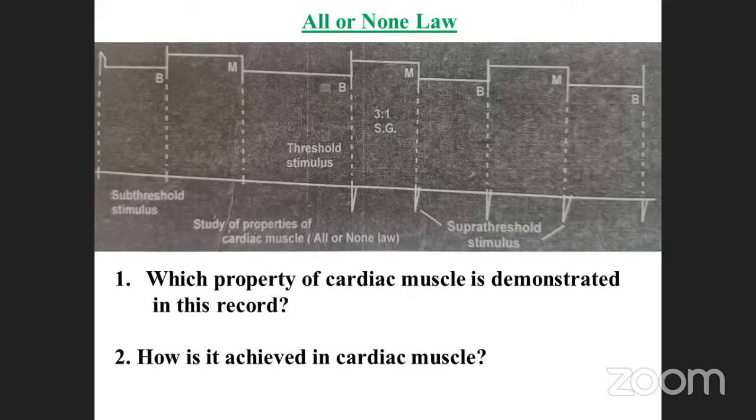So the question is, which property of the cardiac muscle is demonstrated in this graph? The answer will be the all or none law. Then how is it achieved in cardiac muscle? What you have done for this? It is achieved in the cardiac muscle by applying the sub-threshold stimulus and by applying the threshold stimulus. Now, understood about this?